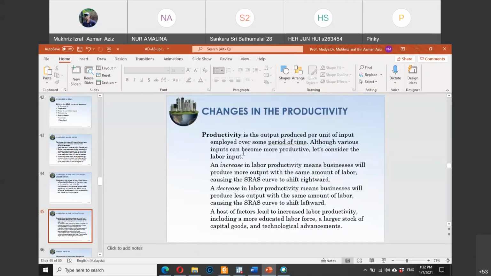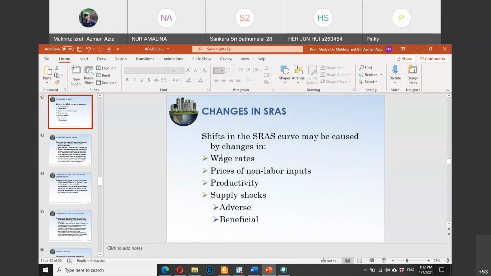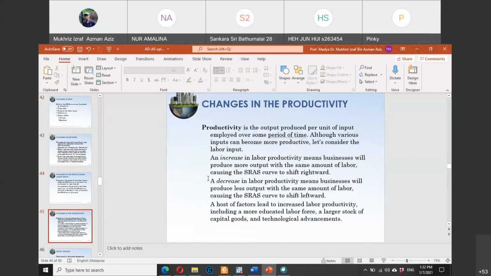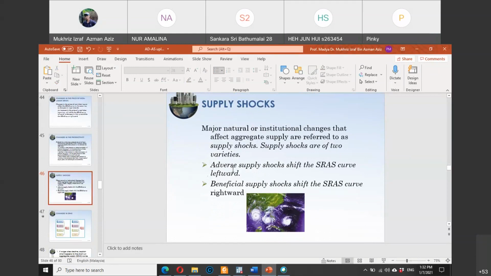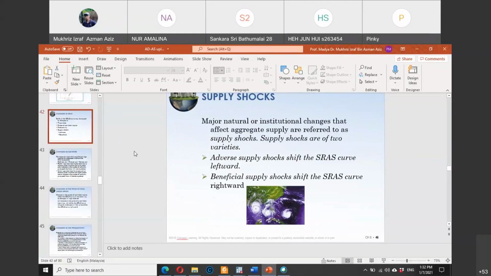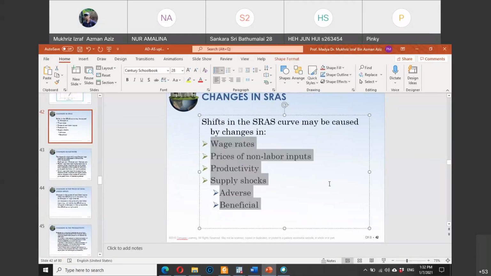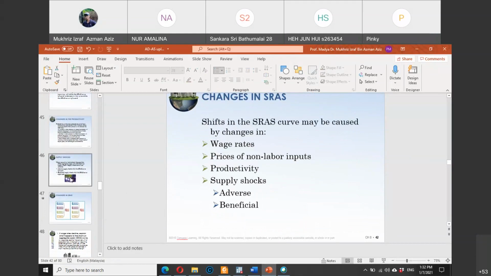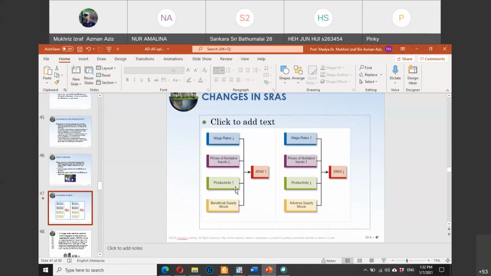So all of these slides are just discussing each of these sectors here. So you can read this one, just to get a better understanding on why the supply curve can shift to the right or to the left. But the most important thing is to understand that you have around these 4 or 5 factors that can cause the supply curve to shift to the right or to the left.